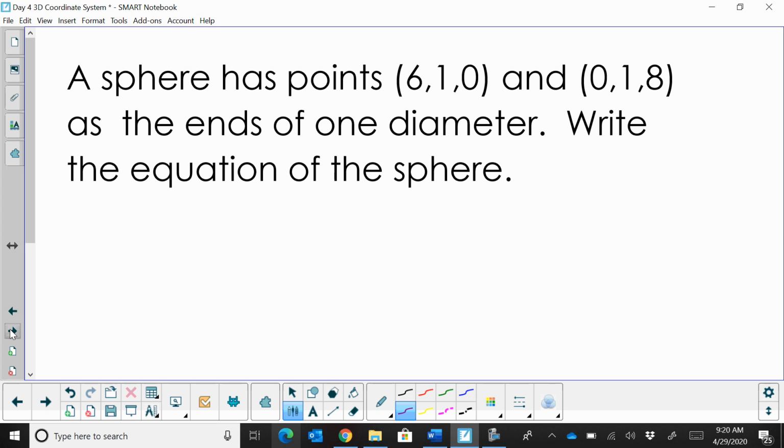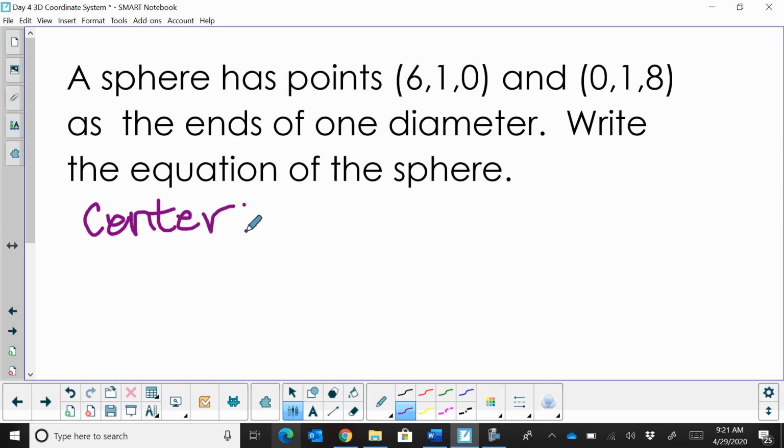Okay, so now let's write the equation for a sphere that has points (6, 1, 0) and (0, 1, 8) as endpoints of a diameter. You can think of this in 2 dimensions if you want to. Think about the fact that you'd have 2 points that are the ends of the diameter. How would I write the equation of a circle? Well, I need 2 things: a center and a radius. Same thing happens with a sphere. We need a center and we need a radius.